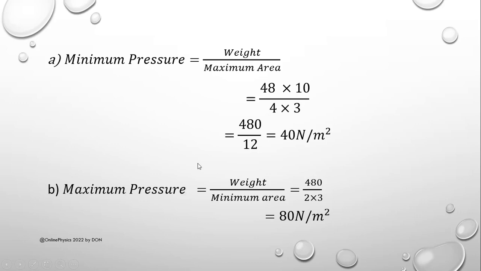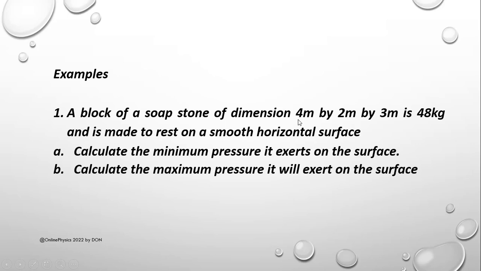Maximum pressure is determined by the weight or the force of the solid block divided by the minimum area. Still, we can go back to that question and check from the dimensions given of this block which two dimensions, if we multiply them in their SI units, can give us the minimum value. 4 and 2, that is 8. 4 and 3, 12. But 2 and 3 will give us 6. 6 is the minimum. So we take 2 times 3 as the dimensions of the minimum area.